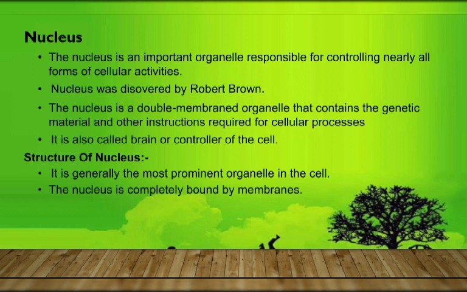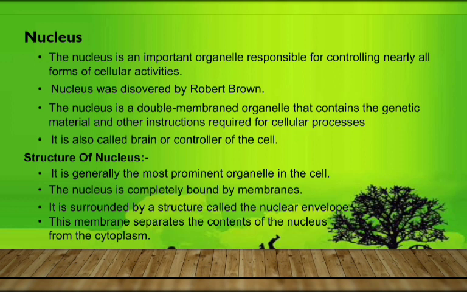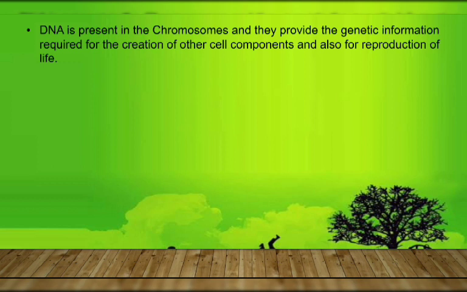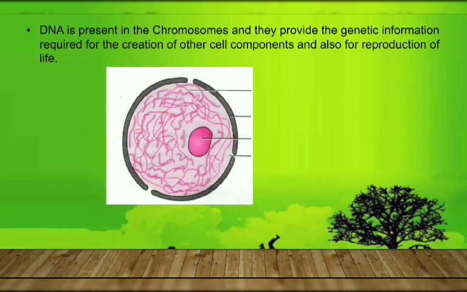The nucleus is completely bound by membranes, surrounded by a structure called the nuclear envelope or nuclear membrane. The nuclear membrane separates the nucleus from the other cell components, that is, the cytoplasm. First you see that the liquid which is present inside the nucleus is called nucleoplasm. See that structure: the thread-like structure is called chromosome. Outside that there is the nuclear membrane, also called the nuclear envelope.